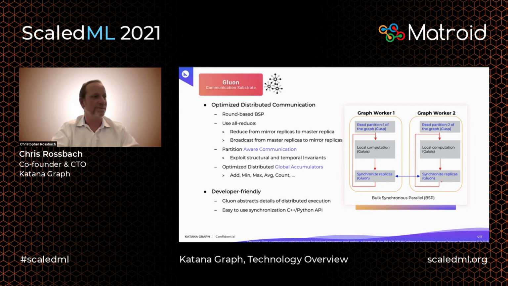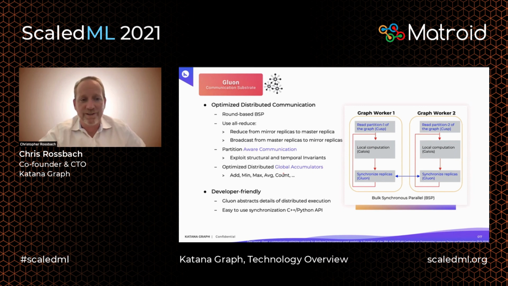And the reason this can be super fast is that it takes advantage of well-exercised and time-tested MPI technologies, as well as all-reduce. Right? So we'll tend to reduce from mirror replicas to master replicas and broadcast from master replicas to mirror replicas. And MPI implementations of this are very fast. This also enables partition-aware communication that can exploit structural and temporal invariance of the graph, as well as a set of optimized distributed global accumulators that appear over and over again, particularly in graph analytics algorithms, like add and min and max, average and count.